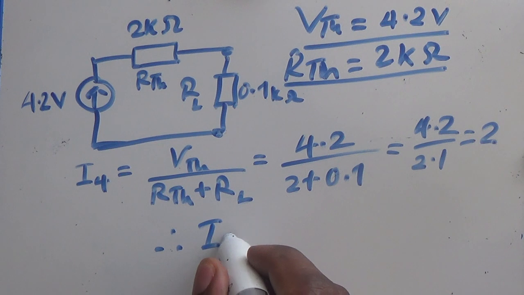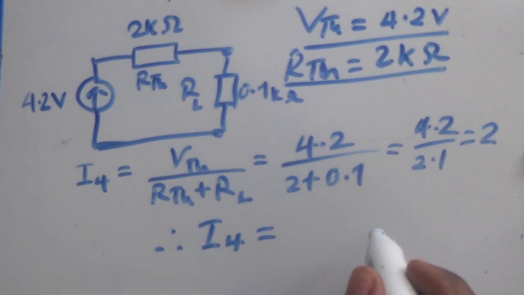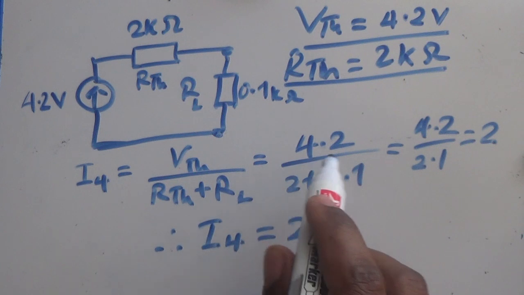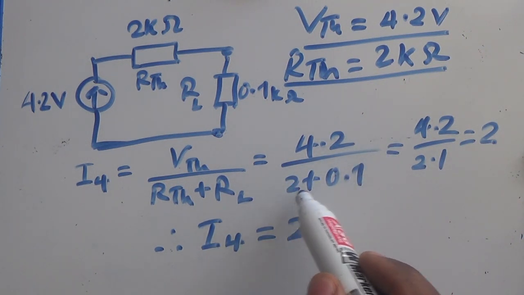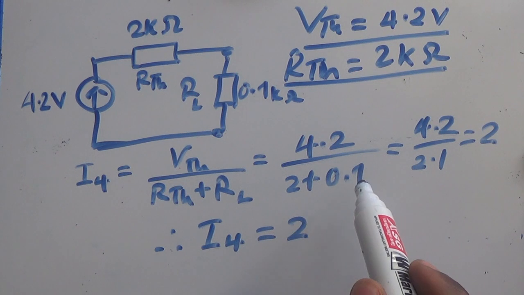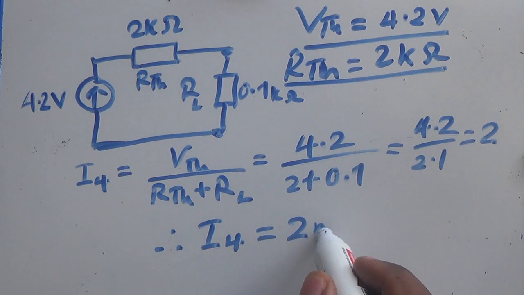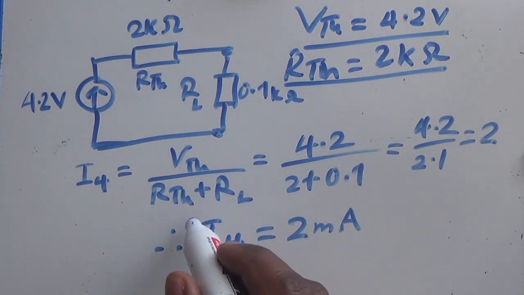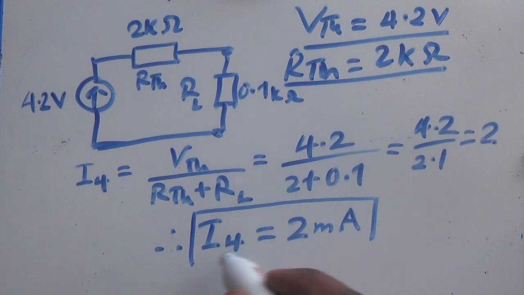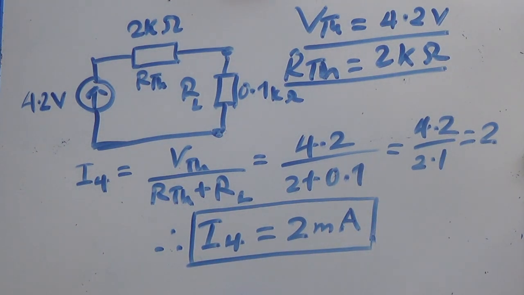Therefore, the current I4 is equal to 2, and because we have volts, and down here we have 2 kilo, 0.1 kilo, so we have a kilo down, and so this would be the same as milliamperes. And this is how we use Thevenin's theorem to find the current that was flowing in the circuit that we were given at the beginning.